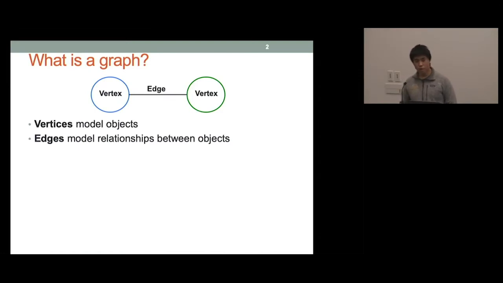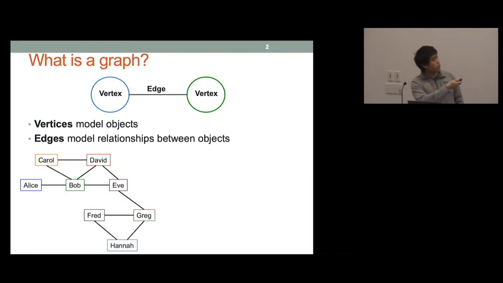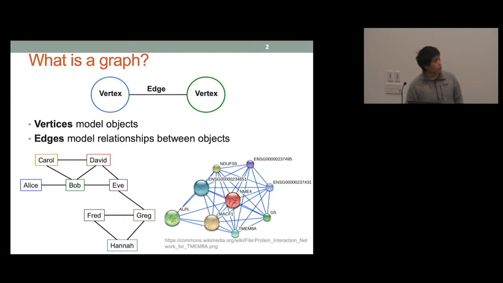So a graph is a data structure used to model interactions between certain objects of interest. For example, you can have a social network where the vertices in a graph are the people, and then edges between vertices represent some sort of relationship between the two people. You can also use graphs to model, say, protein networks, where each vertex is a protein, and then there's an edge between two vertices if there's some sort of interaction between the proteins.